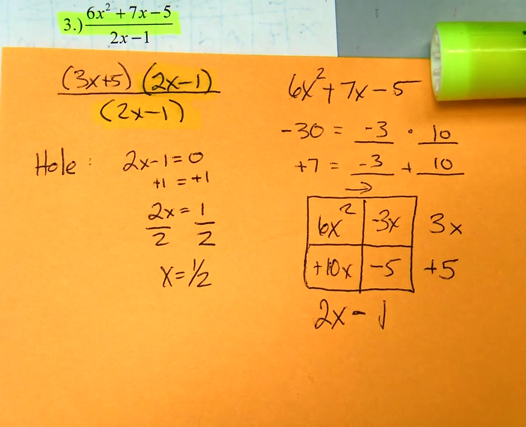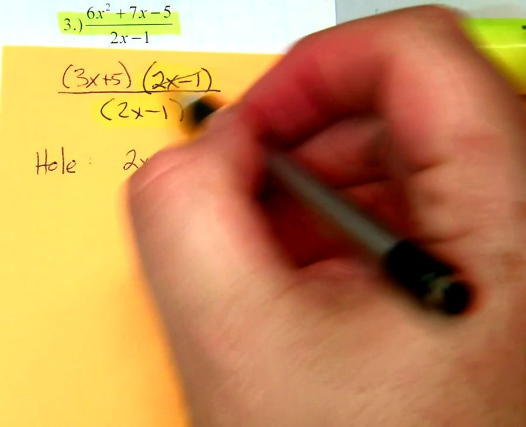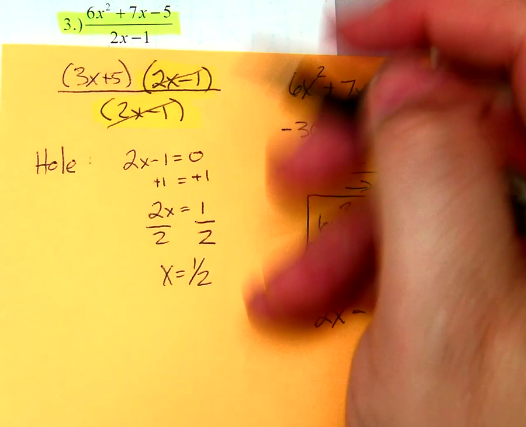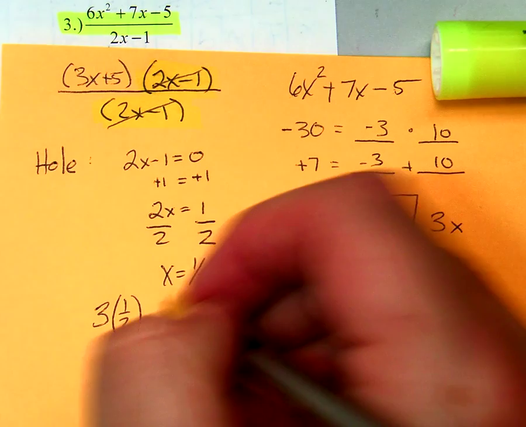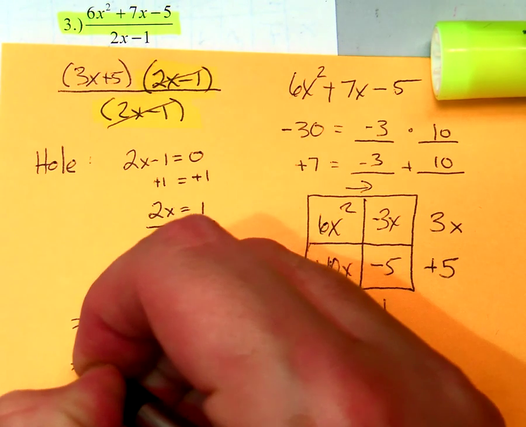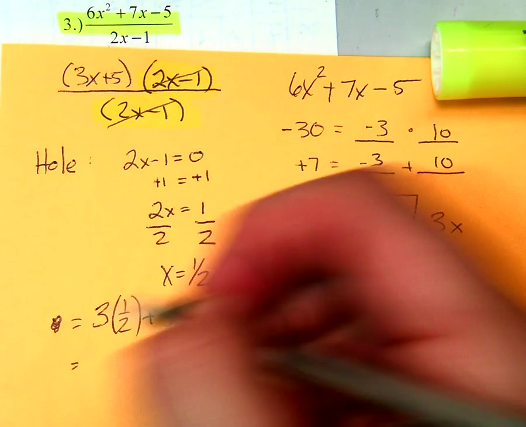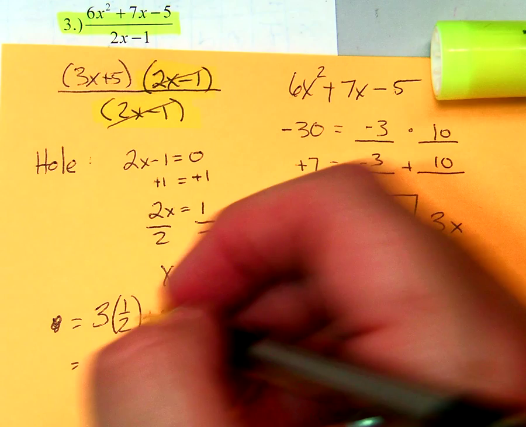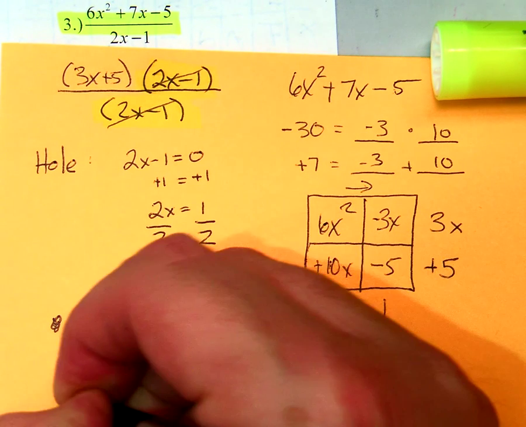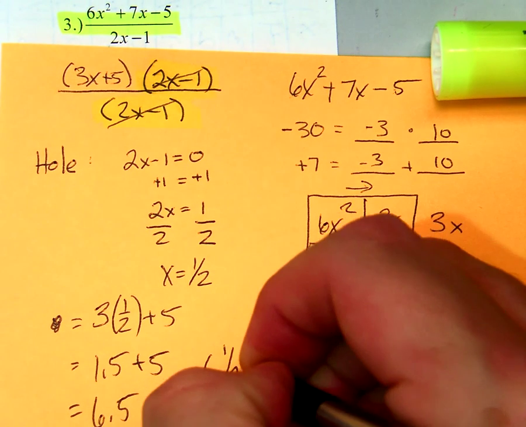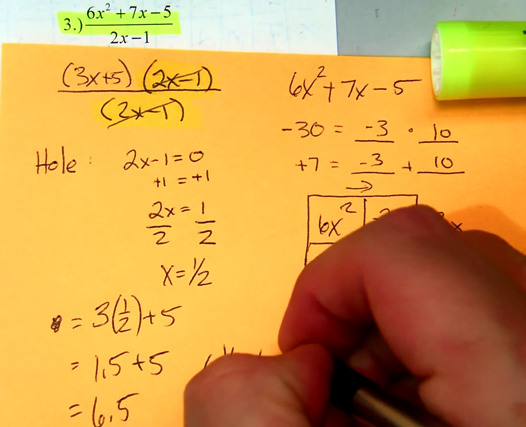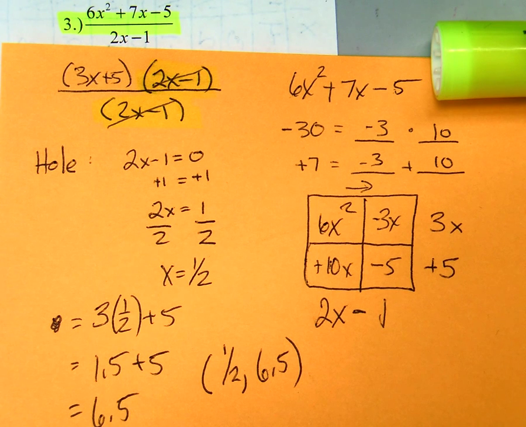Now, in order to figure out what part of the graph that's going to be, just plug it into the part that didn't get divided out, because those two parts divided out. So I need half of 3 plus 5. So what's half of 3? 1.5 plus 5, which is 6.5. So I know at 1/2, 6.5, or you could say 0.5, 6.5. That's where the hole's going to be.